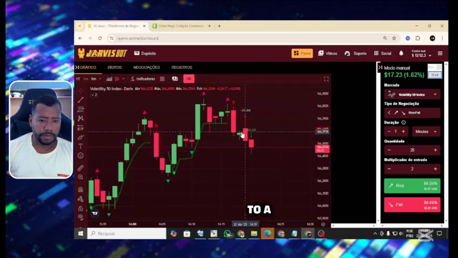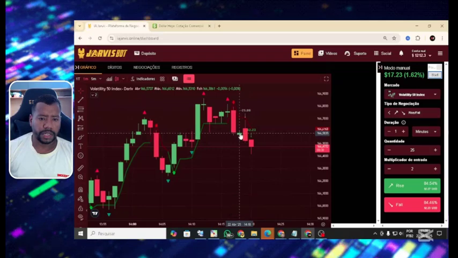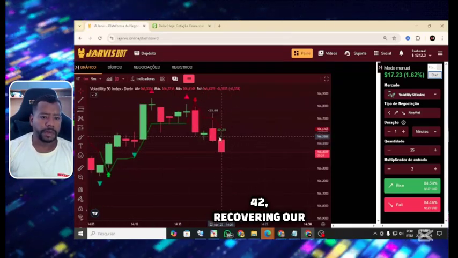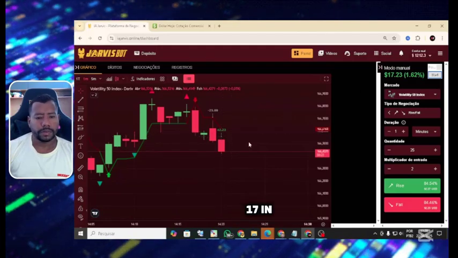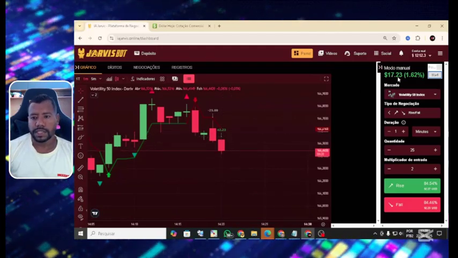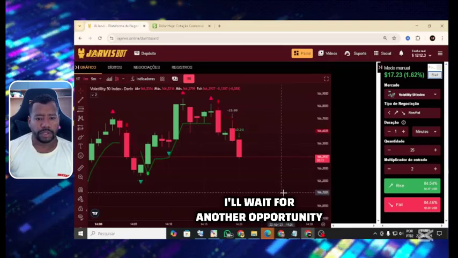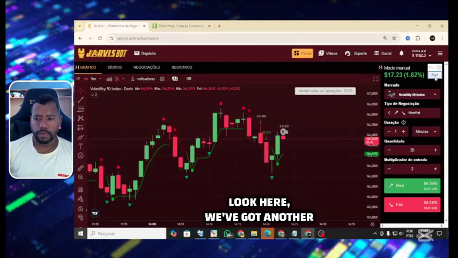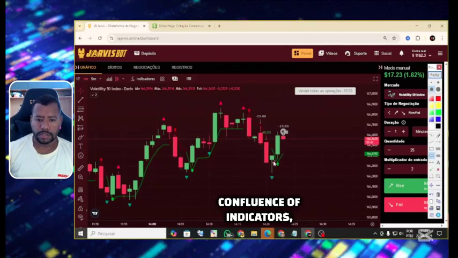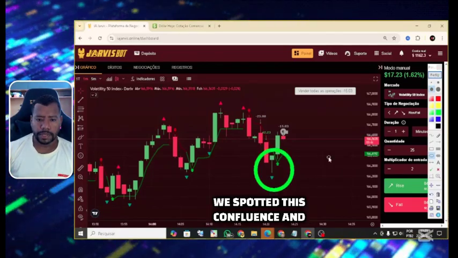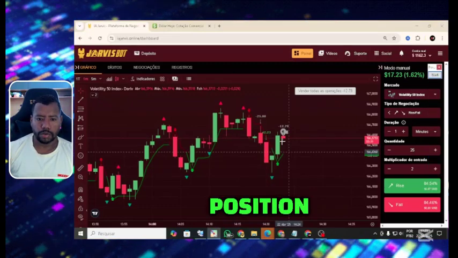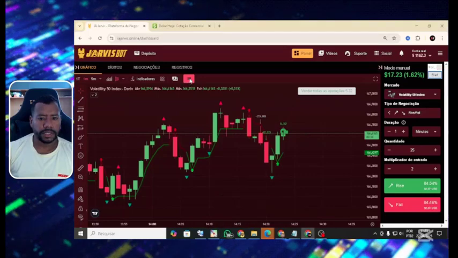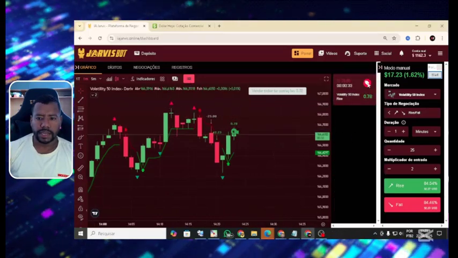We lost here due to a small delay gap, but the next entry was spot on. So we lost 25 but then made 42, recovering our loss and ending up 17 in profit. I'll wait for another opportunity to make a new entry for you guys. Look here, we've got another confluence of indicators, see that? We spotted this confluence and entered a call position for this trade. Remember, you can click this icon to close the trade in profit or loss, okay?